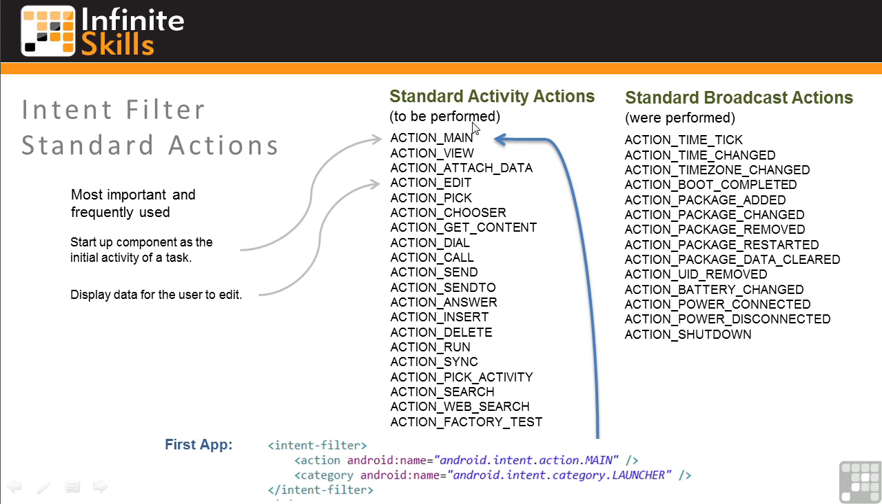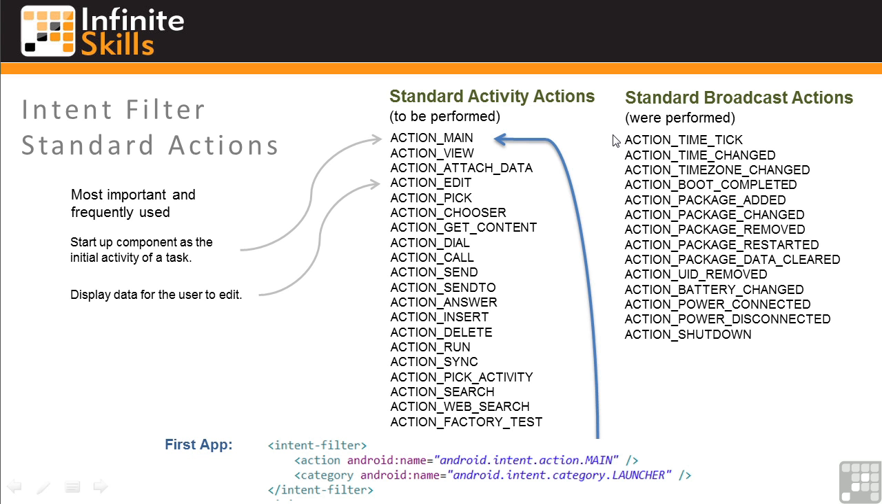There are a large number of standard action types, a group for activities that are to be performed, and a group for broadcasts for actions that were performed. In other words, the standard activity actions are used by activities that want to start another different activity of the specified type. The broadcast actions are used to broadcast the fact that an action of the type specified has taken place.